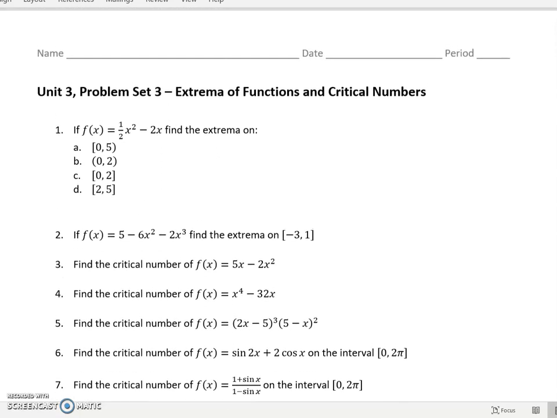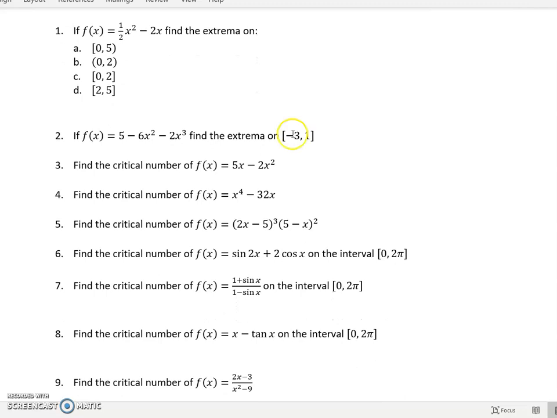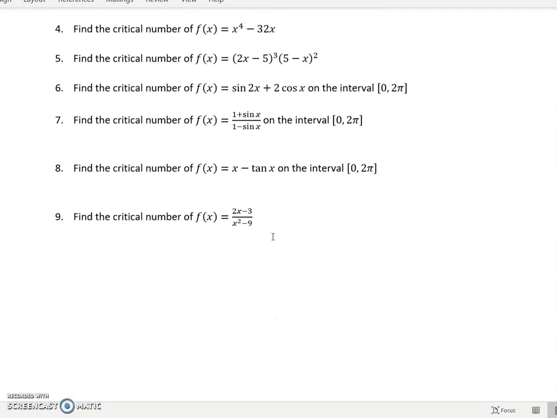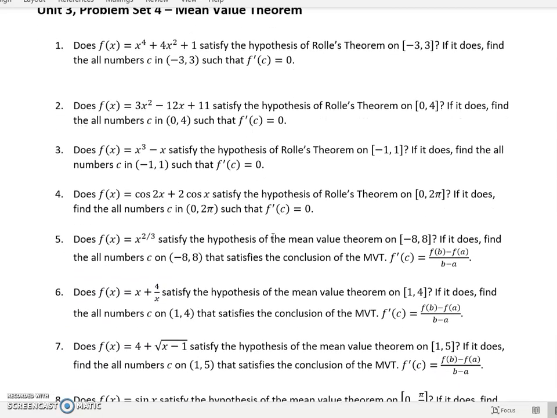Extrema, again, the biggest thing with extrema is making sure that you're actually plugging in the endpoints if I'm looking for the absolute extrema, and being careful with that. Remember that critical numbers are both zeros at the top and the bottom if you have a fraction.